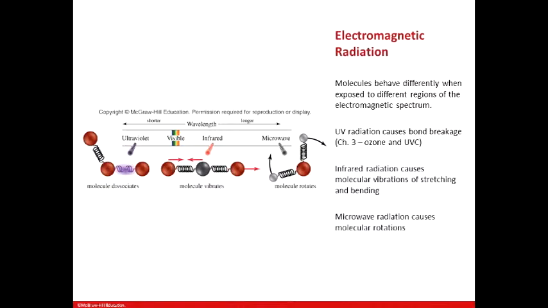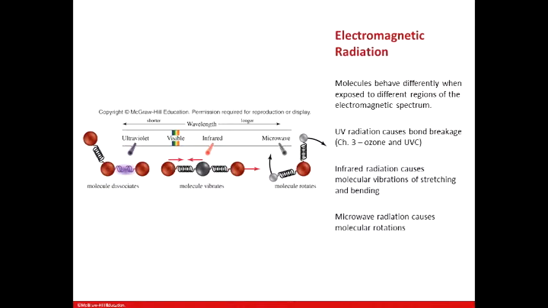This brings us full circle back to electromagnetic radiation. Molecules behave differently when they're exposed to certain regions of the electromagnetic spectrum. We've been talking about that. UV causes bonds to break, and that's what creates radicals. Infrared radiation causes molecules to vibrate, stretch and bend. Microwave radiation causes rotation. You will want to know that, and I think we've already asked it in Chapter 3, which means it could show up again in Chapter 4.